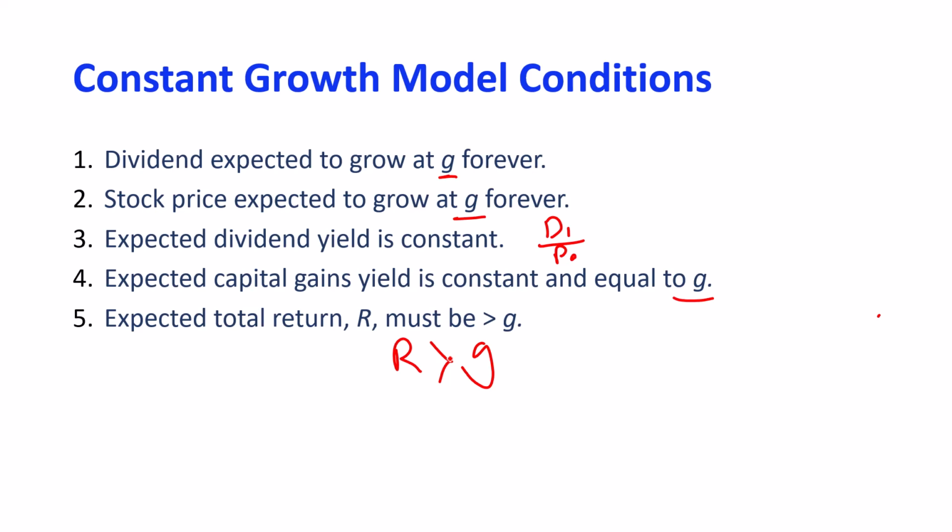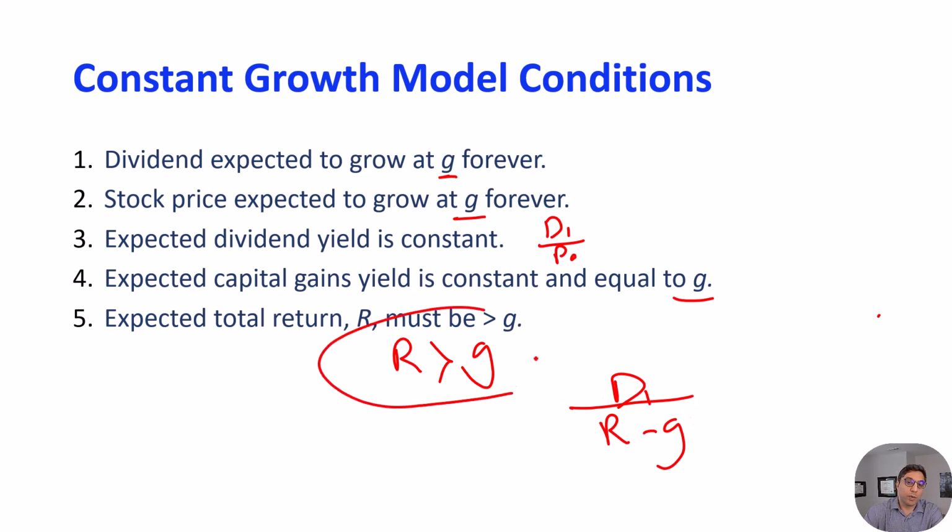And the reason is that if the growth rate is greater than your rate of return, you're going to end up with a negative number in the denominator and negative price, which doesn't make sense. If the growth rate is the same as the rate of return, then you will have 0 in the denominator, and this ratio would be undefined. So that's why we are going to assume that the rate of return is greater than the growth rate.